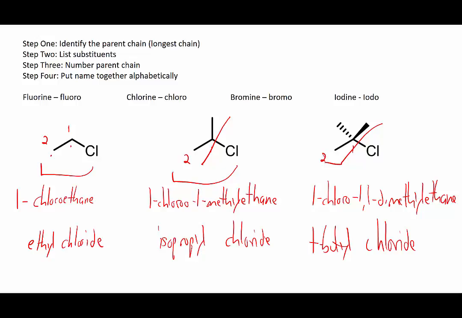Another important part of nomenclature is assigning how many carbon atoms are attached to the alpha carbon. The alpha carbon is the carbon where the halogen is attached. The alpha carbon here has one other carbon attached to it, so this is a primary alkyl chloride. In this case, the alpha carbon has two different carbon atoms. This is a secondary alkyl chloride. And in this case here, we have three different substituents, three different carbons. This is a tertiary alkyl chloride.